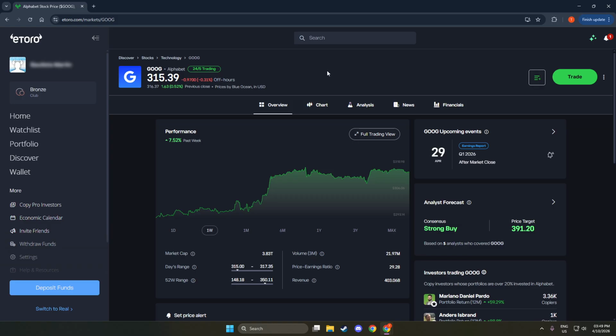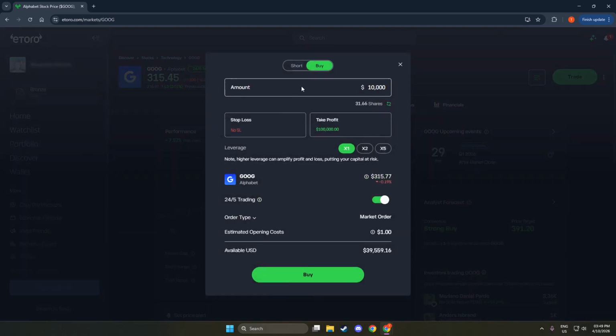Now enter the amount you want to trade. On eToro, this is typically the total amount of money you're allocating to the position, not the number of shares. Keep in mind that your exposure can be larger than your cash amount if you use leverage, so choose an amount that fits your risk tolerance.